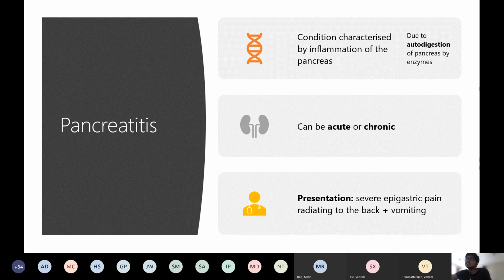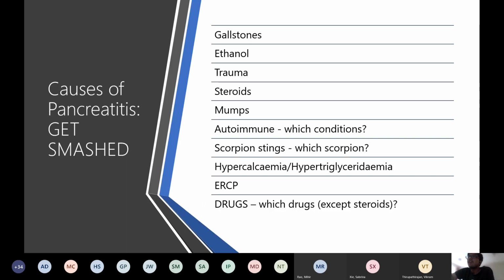We spoke about how the classical presentation is severe epigastric pain radiating to the back, and they'll probably be vomiting as well. I'm not going to go through this massive list again because I've made you do it like 3 times already, but Get Smashed is an acronym that you should definitely know. Here's a few questions for you to answer.